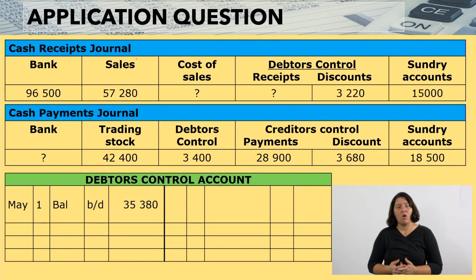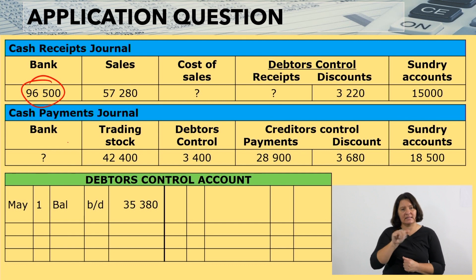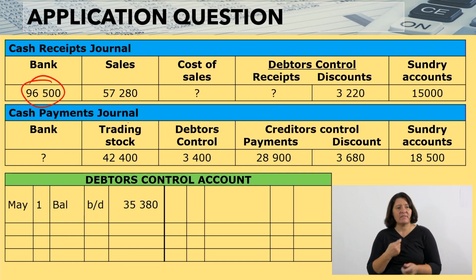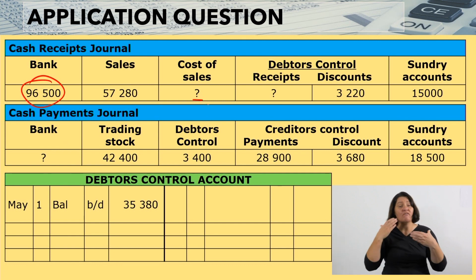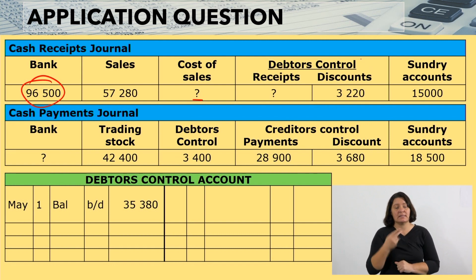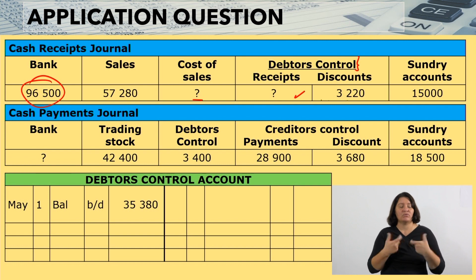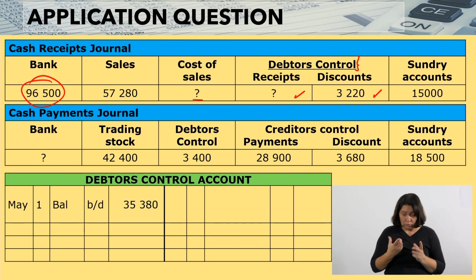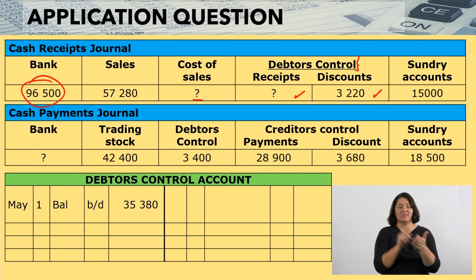Let us go and see if we have more journals to post from. We are given the cash receipts journal. We have the bank amount, 96,500. We have sales, cost of sales. Our focus is going to be on the debtors control. In the debtors control, we have receipts and discounts. We need to calculate our receipts first. And in order for you to do that, please punch these figures.